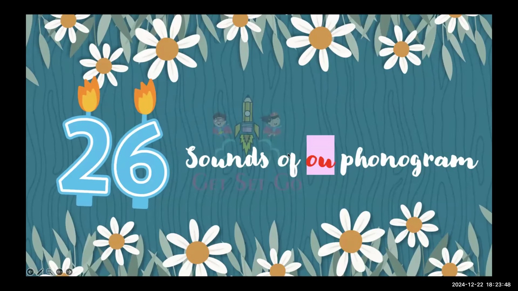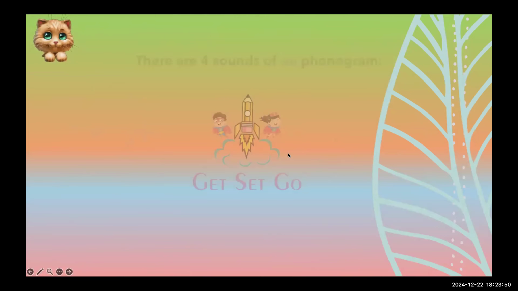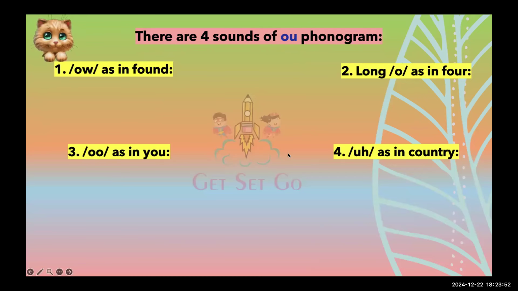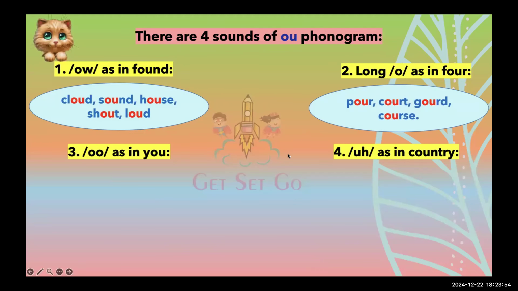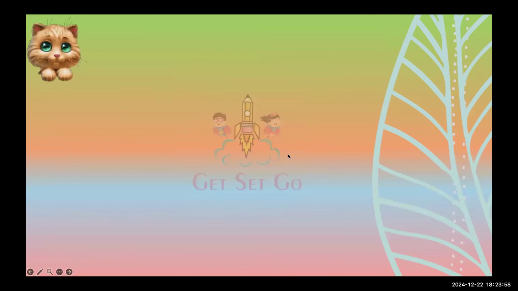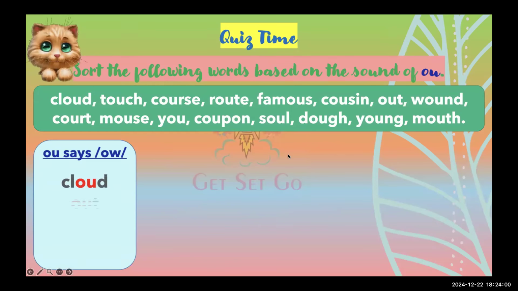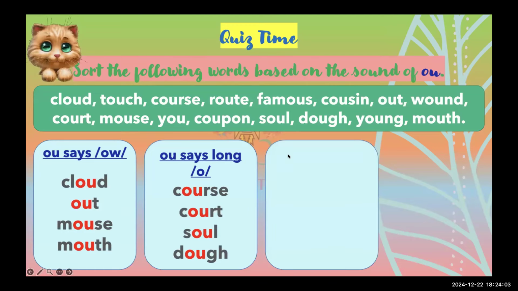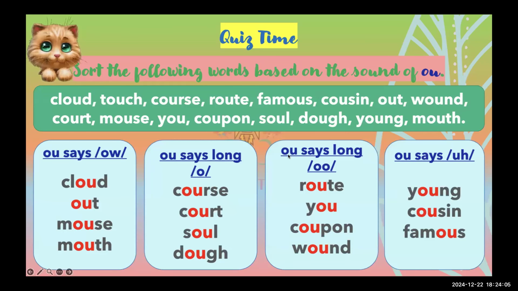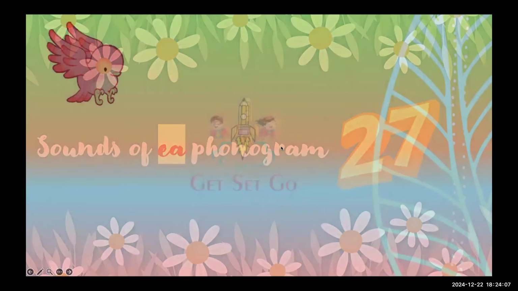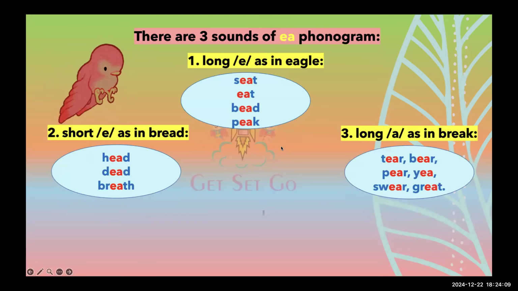And you have the next rule, 26 sounds of OU. OU can make different sounds, four sounds. So when to read it as ow, o, oo, or something else, this is how it is explained. Then we have sorting of the words. Sometimes words do not have rules, but yes, tips are there to help children understand.